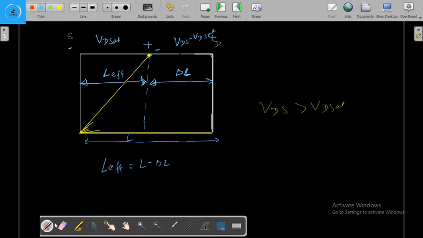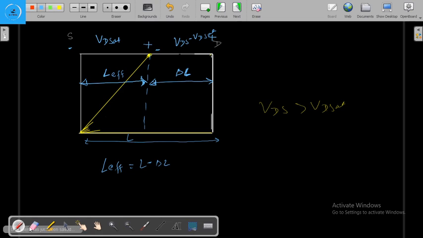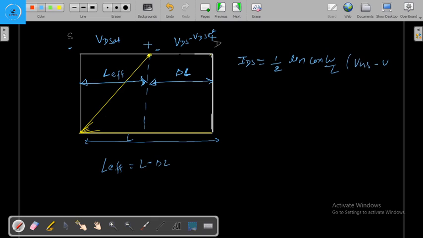And as we know that in the saturation region we write the equation for the drain current as IDS is equal to 1 by 2 COX W by L, VGS minus VT. Here, because of increasing VDS, our effective channel length is decreasing.